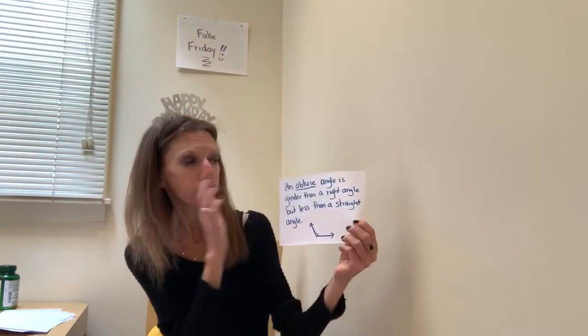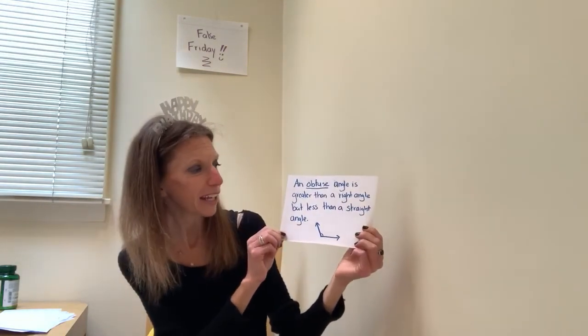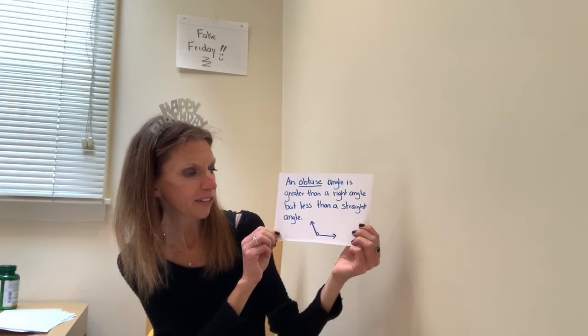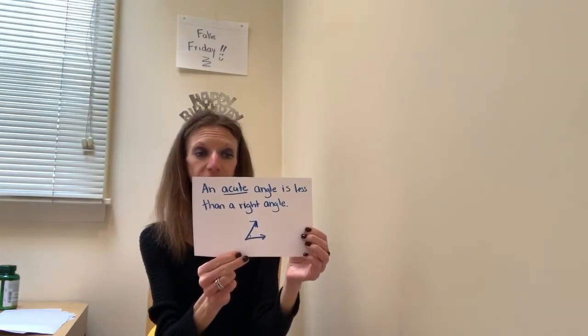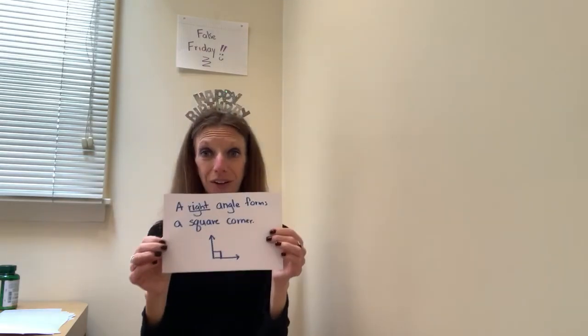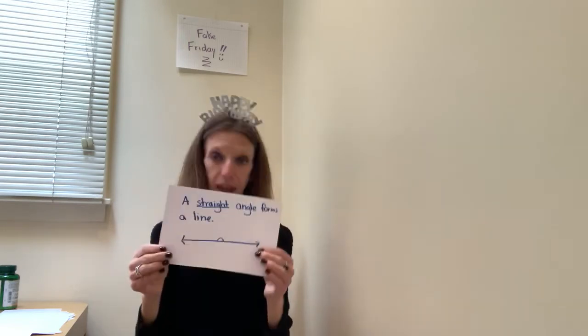Then we have our types of angles. So we have the acute angle, the obtuse angle, an angle that is greater than a right angle but less than a straight angle. There we go. Obtuse. We have our acute angle. An acute angle is less than a right angle. Remember, it's acute, it's little. We have our right angle. A right angle forms a square corner. We have our straight angle, which forms a line.